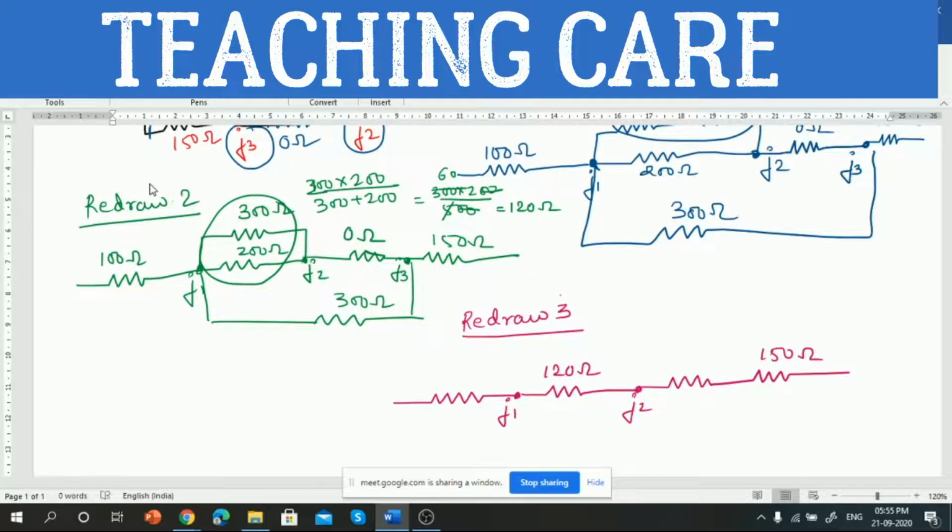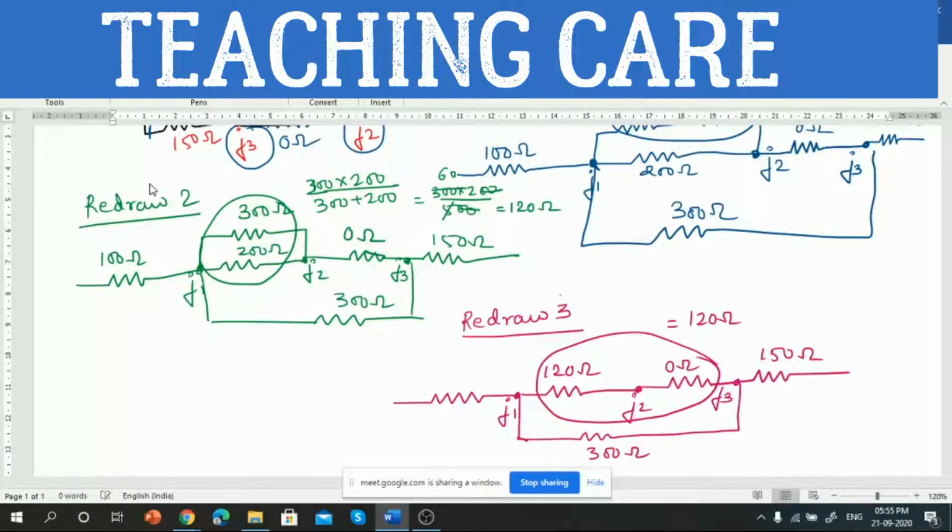So below this I get a 300 here. This is my junction 3. This is simply 120 ohm, and this is a 300 ohm. This is in parallel with this. So 120 parallel 300 gives me 86 something, 86 ohm.